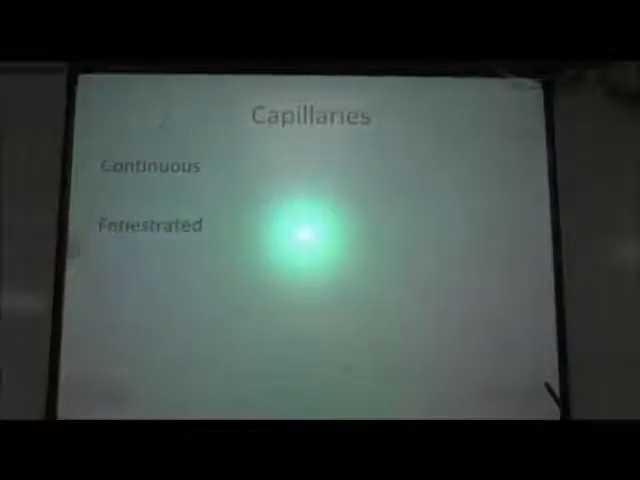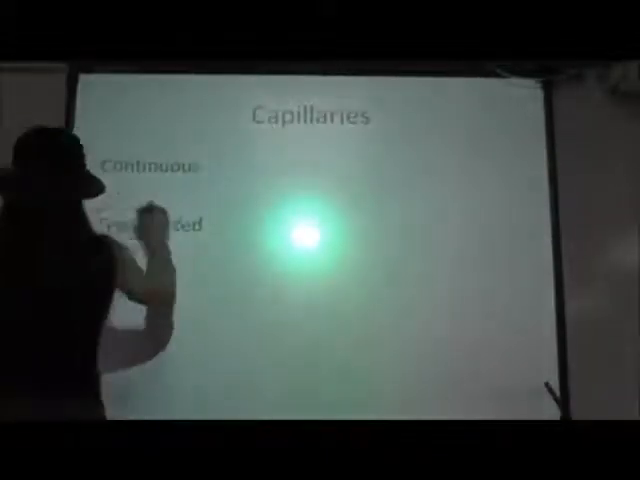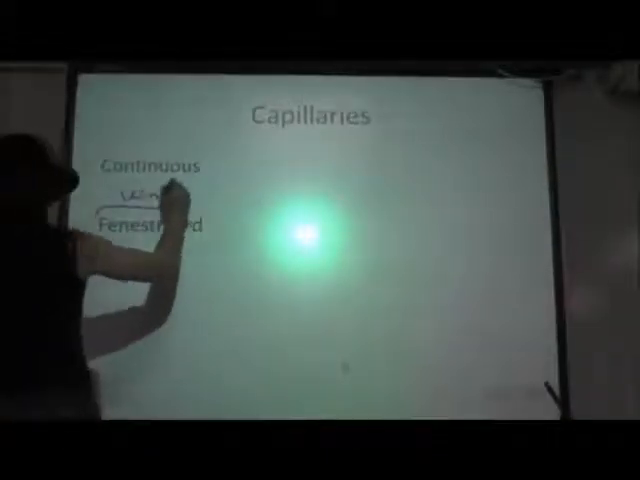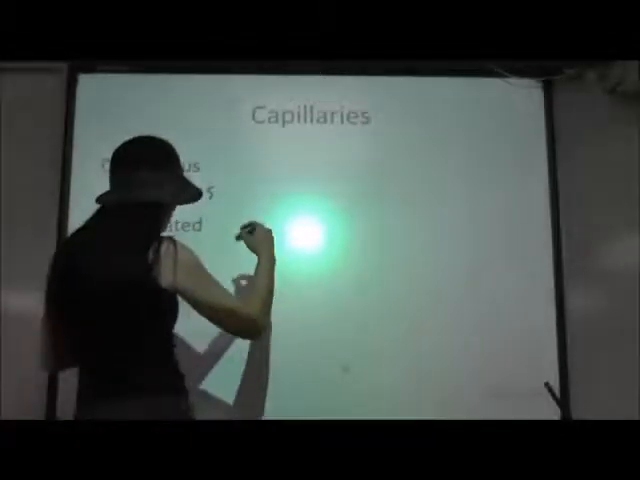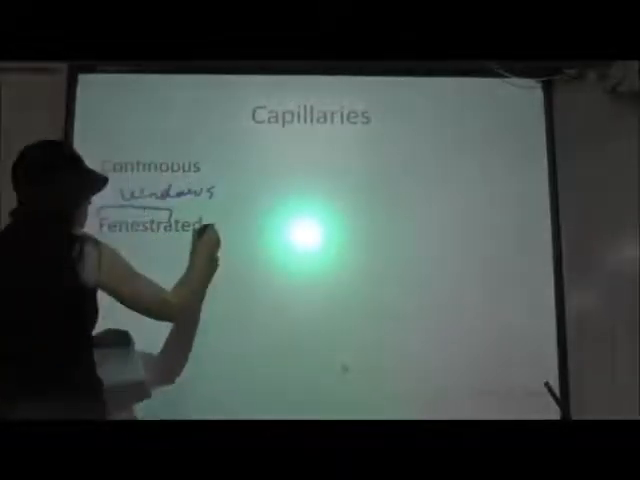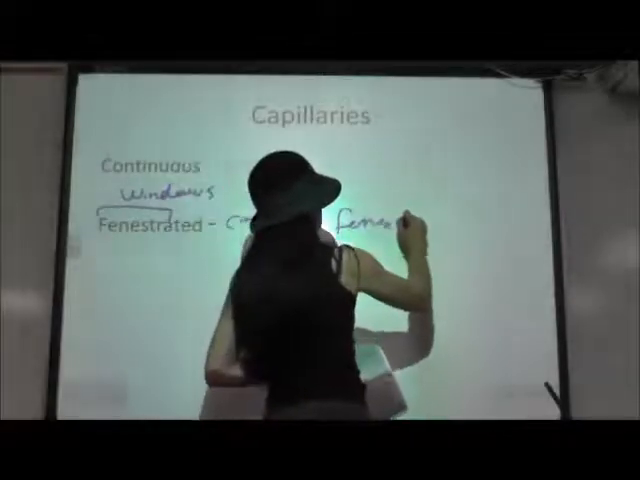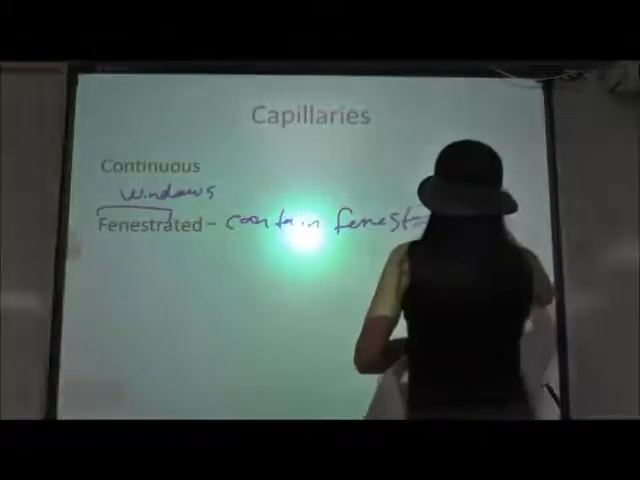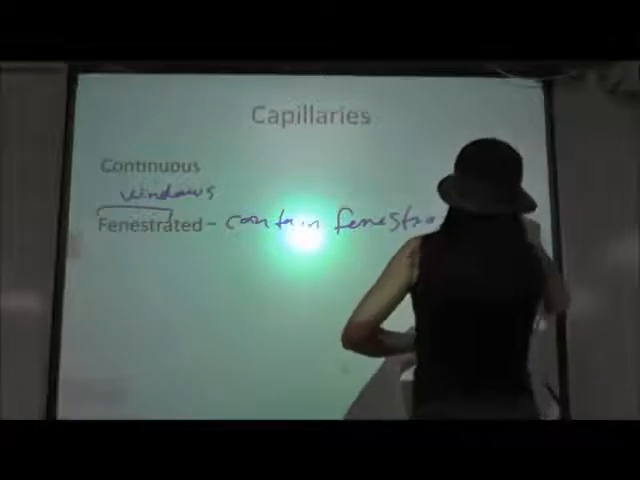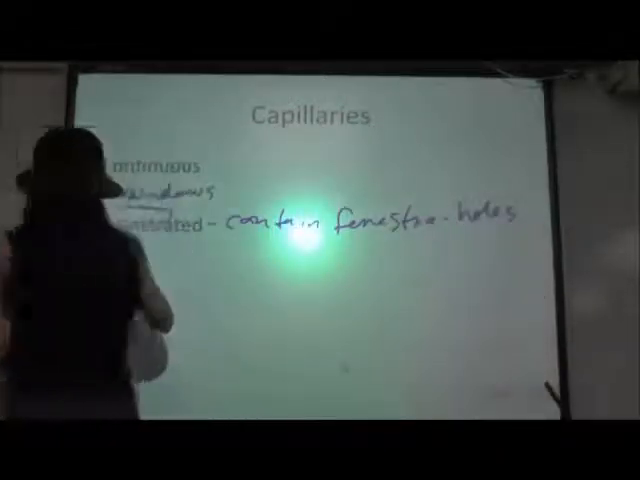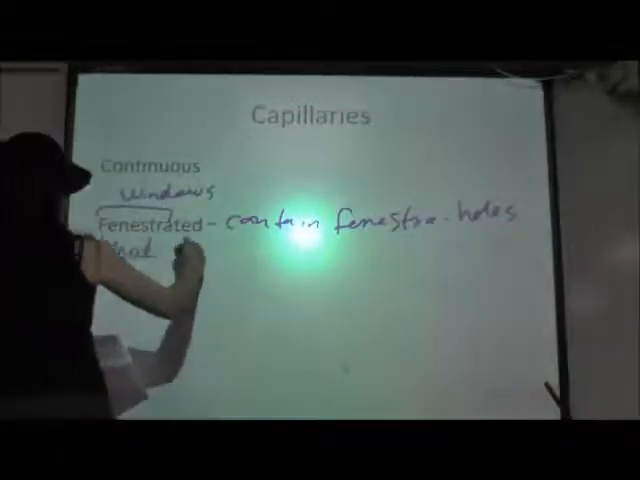Okay, our next type of capillaries are called fenestrated. Fenestra is the German word for windows. So they have lots of little holes in them. So they contain fenestra, which are like holes that allow for the passage of larger solutes.